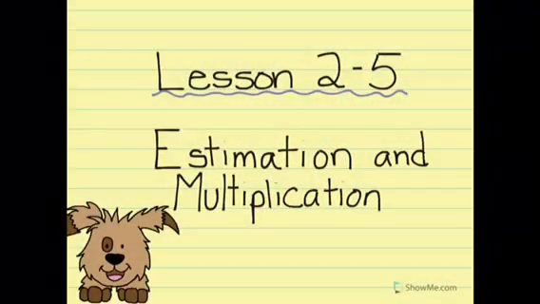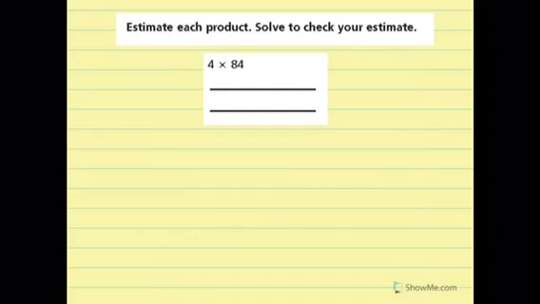Hi guys, this is lesson 2-5, estimation and multiplication. Estimate each product. Solve to check your estimate. The first thing I notice is this says to estimate and it also says to solve. That must be why there's 1, 2 answer lines.